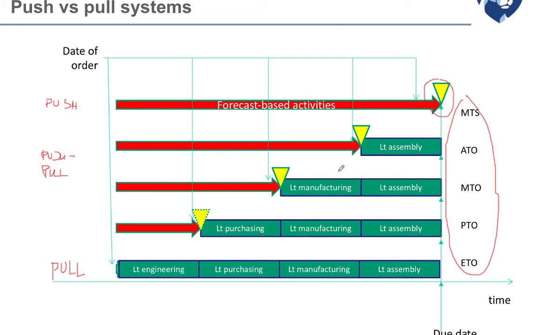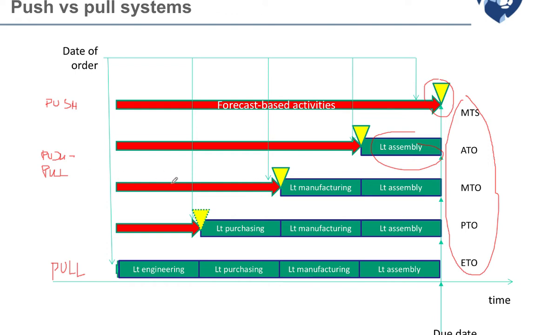In particular, we will have systems like assembly to order, which will be more push oriented. They are push-pull systems, but more push oriented because three activities are forecast based, so made according to plan, so they follow a push logic, while assembly activities follow a pull logic. The assembly stage only works when the customer demand has been put. So it means that these activities are executed according to a pull logic, while instead engineering, purchasing, and manufacturing are executed according to plan.